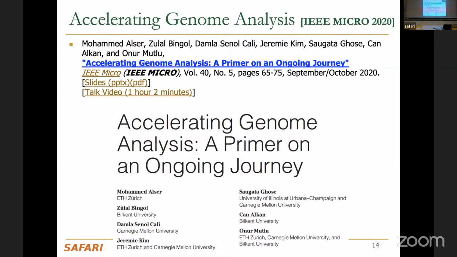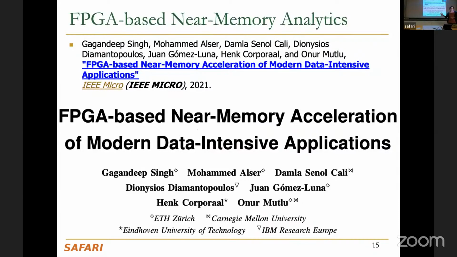Here you can see a very good example of different directions on how to accelerate genome analysis, in this paper that Mohammed wrote in 2020. And indeed, we already have some work in this direction, having more specific architectures for sequence alignment, for genome alignment. This is a pretty good example of them: an FPGA-based near memory acceleration framework for modern data-intensive applications, including some bioinformatics workloads.